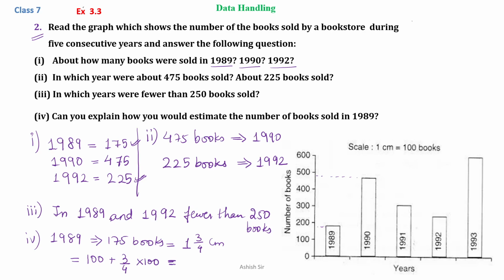So this gives us 100 plus 75, that is 175 books. So we can say that 1 and 3/4 centimeter from the graph represents 175 books.